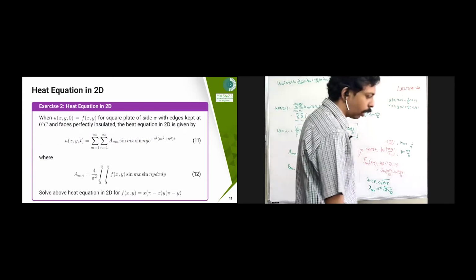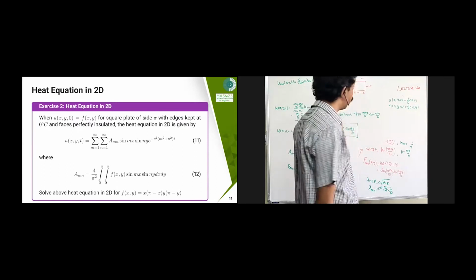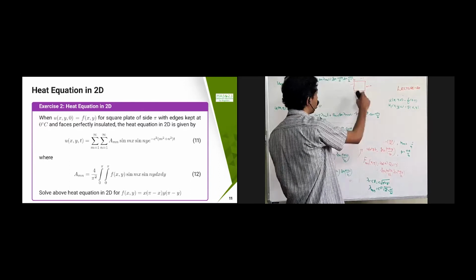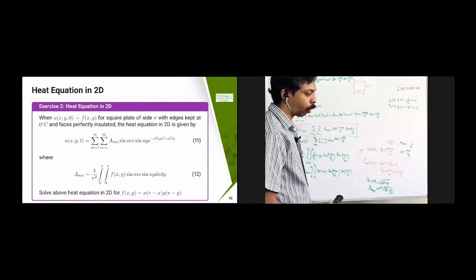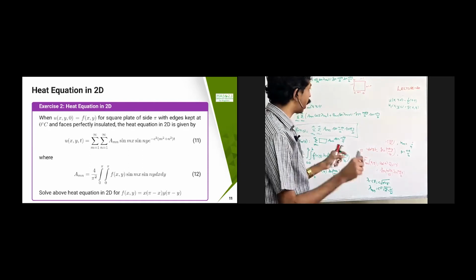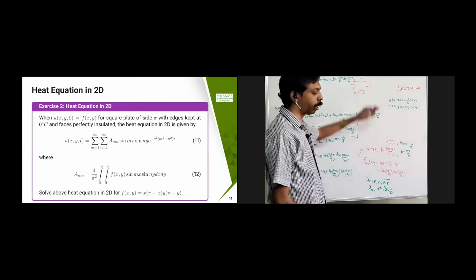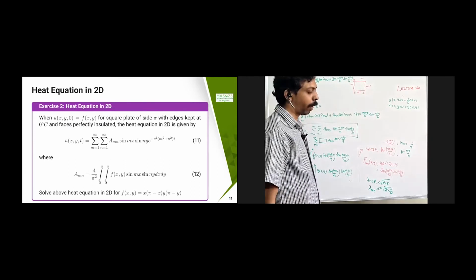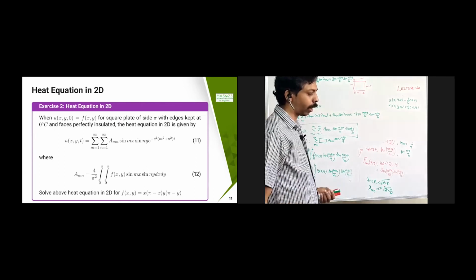Similarly, one more equation is there. Instead of 0 comma a, I have taken 0 comma pi and 0 comma pi, which means I have taken a square plate, where the edges are kept at 0 degrees Celsius, which means everywhere it is 0. All the edges are at 0 degrees Celsius and the faces are perfectly insulated. So again it is the heat equation in 2D, which you can give in the similar way.